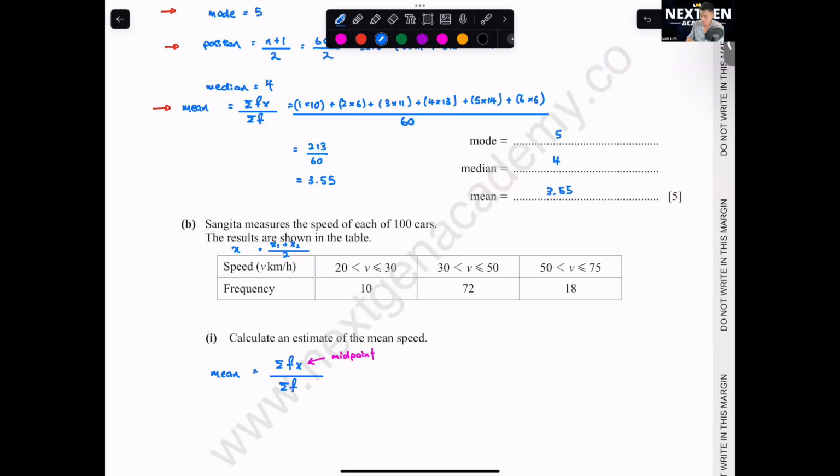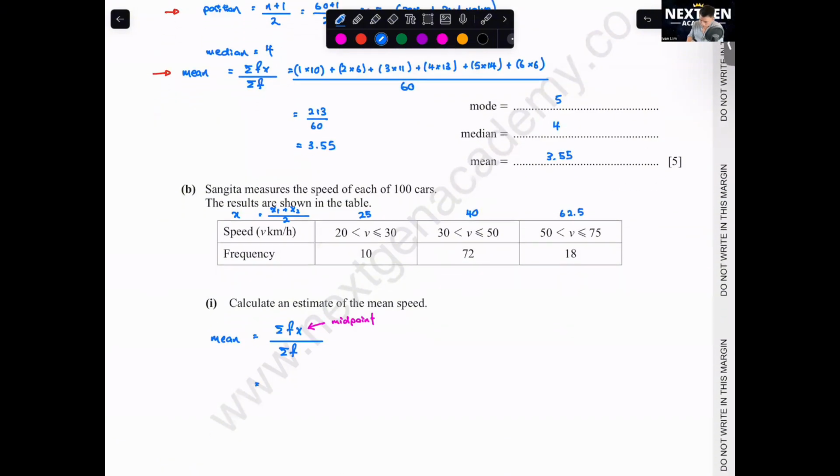So you take 20 plus 30 divided by 2. This will be 25. 30 plus 50 divided by 2 is 40. 50 plus 75 divided by 2 is 62.5. Then you take 10 times 25 plus 72 times 40 plus 18 times 62.5 over the total, which is 100.